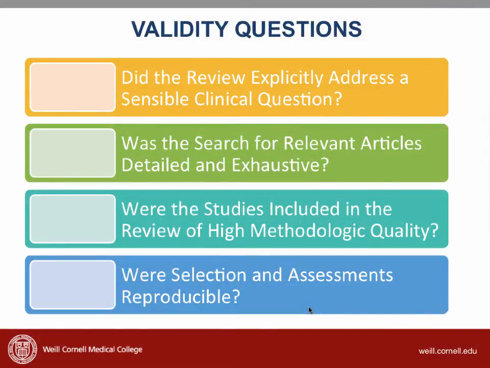Let's go through the questions. There are 4 questions for the validity criteria for a systematic review. First, did the review explicitly address a sensible clinical question? Second, was the search for relevant articles detailed and exhaustive? And third, were the studies included in the review of high methodologic quality? And finally, were selection and assessments reproducible? Let's focus on this first question. Did the review explicitly address a sensible clinical question?